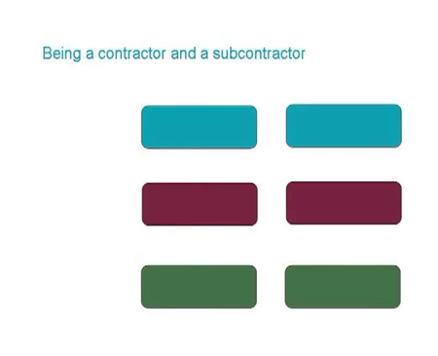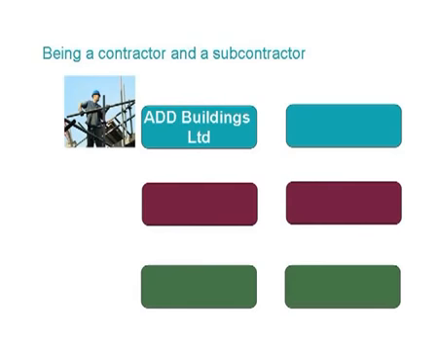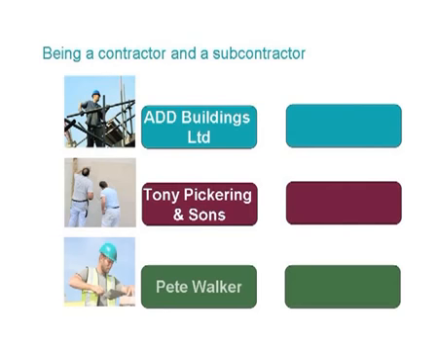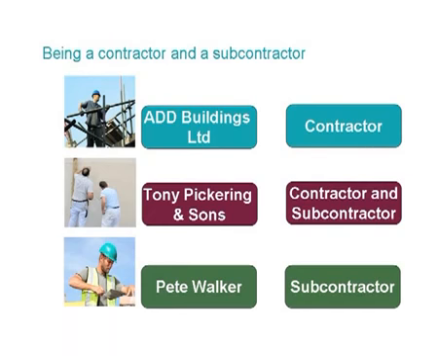You can be a contractor and a subcontractor at the same time. Here's an example. ADD Buildings Limited is a contractor and asks Tony Pickering & Sons to do the brickwork and plastering as a subcontractor. There's too much work for Tony and his employees, so Tony asks Pete Walker to help complete the work. ADD Buildings Limited is a contractor, Pete is a subcontractor, and Tony Pickering & Sons is in the middle. Tony's firm is a subcontractor to ADD Buildings and a contractor to Pete. If this is you, you need to register both as a contractor and as a subcontractor.